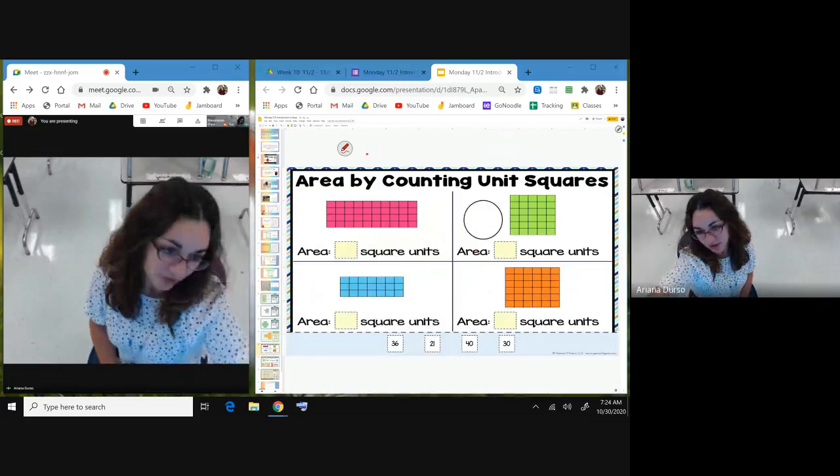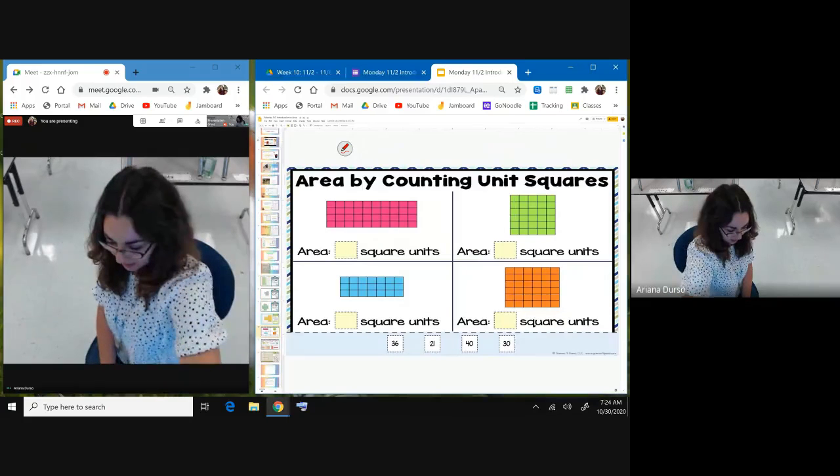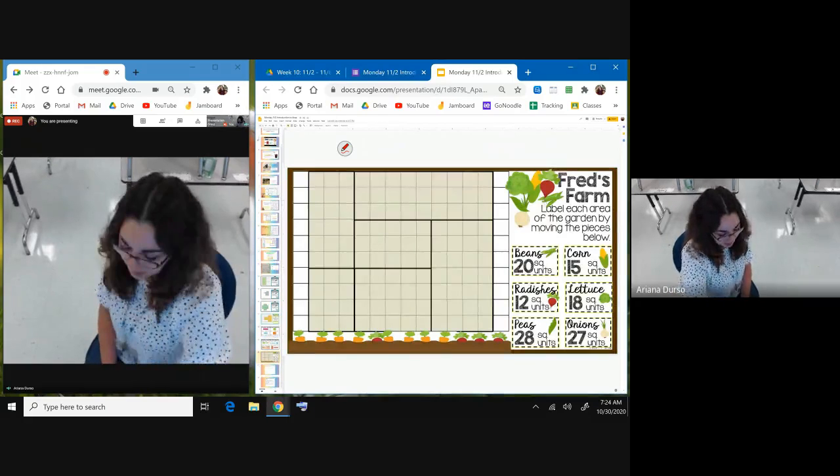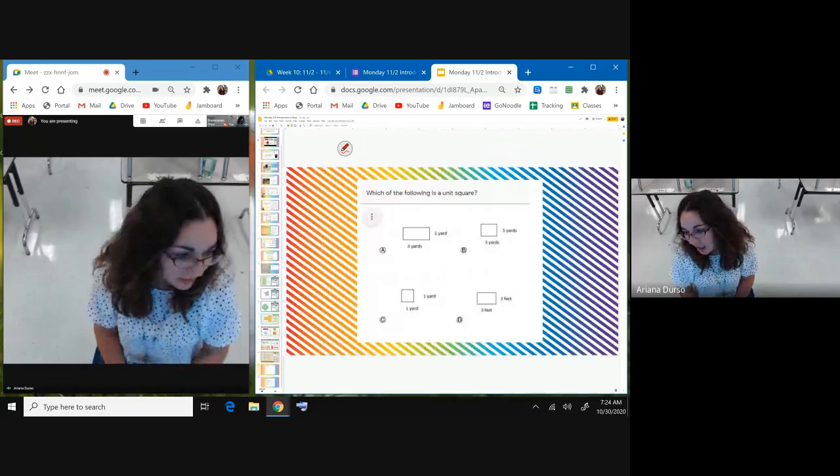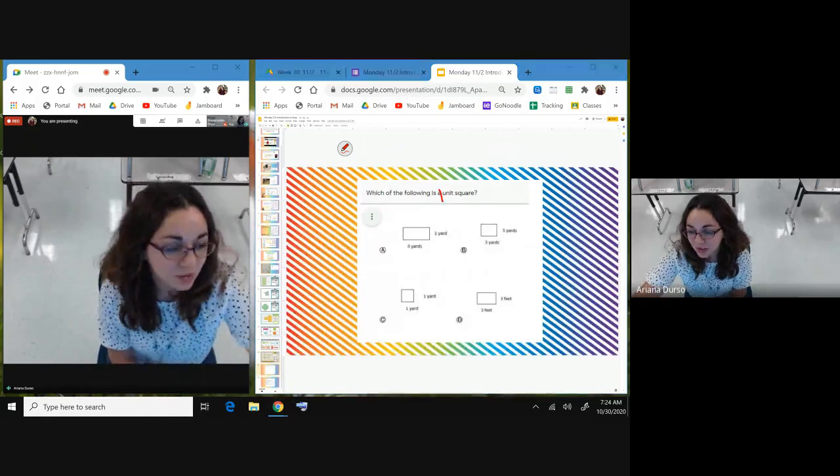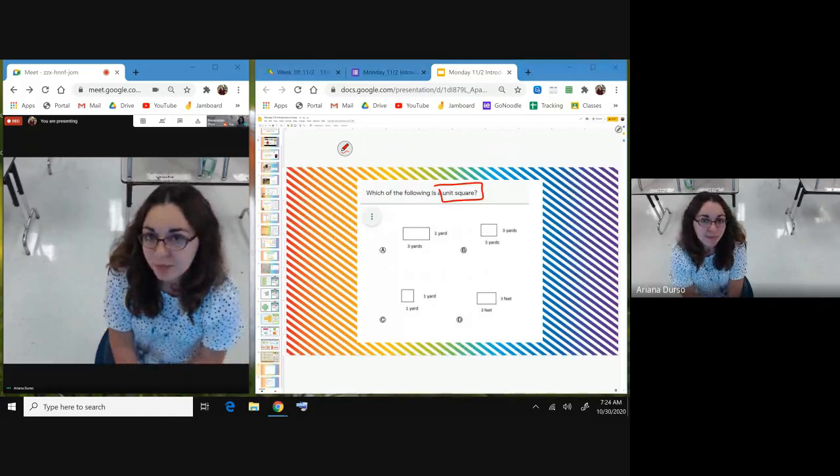Is there anything else here? No, we're not going to do that. Let's look at this. Okay, which of the following is a unit square? So this is important.